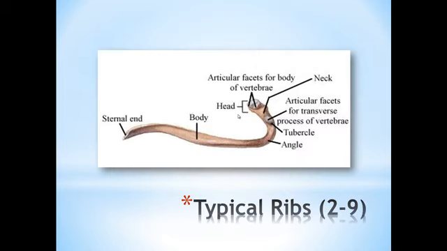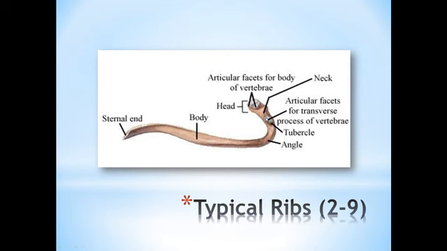When I look at the rib, we have a number of important components that we need to consider. On the head of the rib, which is the articulation with the vertebrae, we have the articular facets for the body, and typically there are 2 articulating surfaces. We have a neck, and then we have an articular surface for the transverse process.